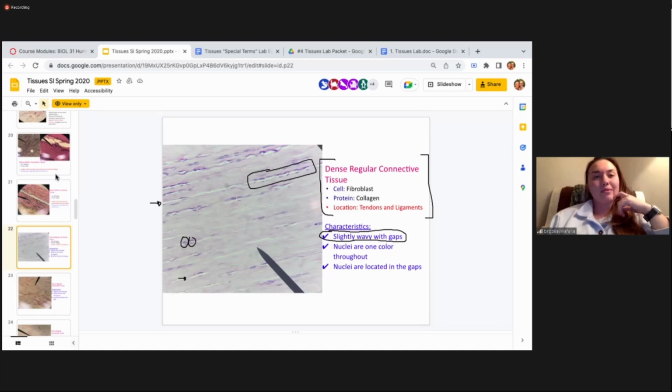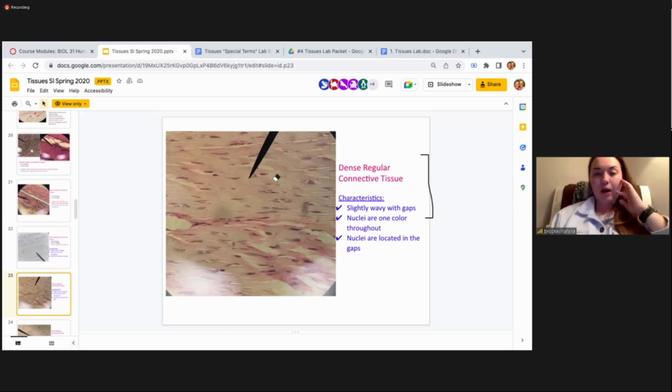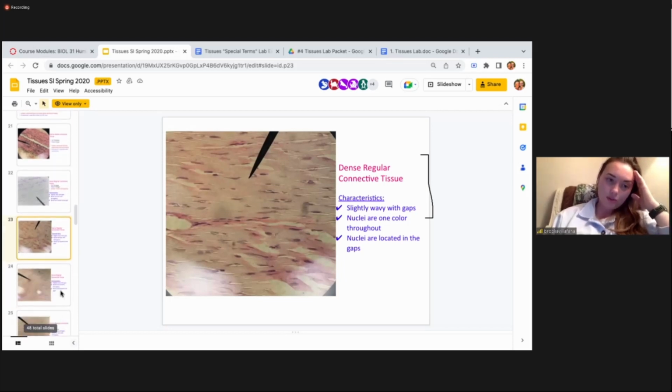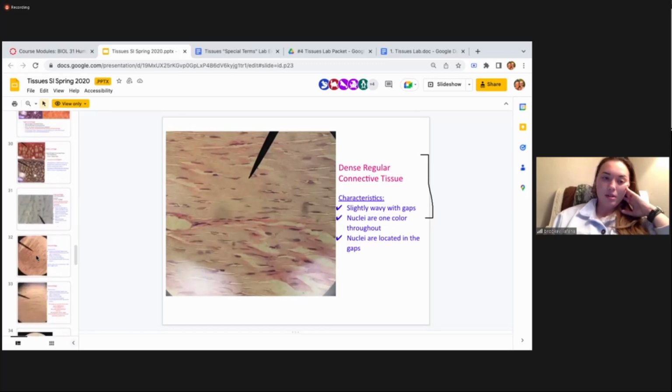So we'll do another example and show you how that is true again. This is also dense regular connective tissue. You guys see that there are these gaps all over the slide. Yes, gaps everywhere. The nuclei are one color throughout, and the nuclei are located in the gaps. Okay, so the same thing holds true. And now let's show you a fibro slide.